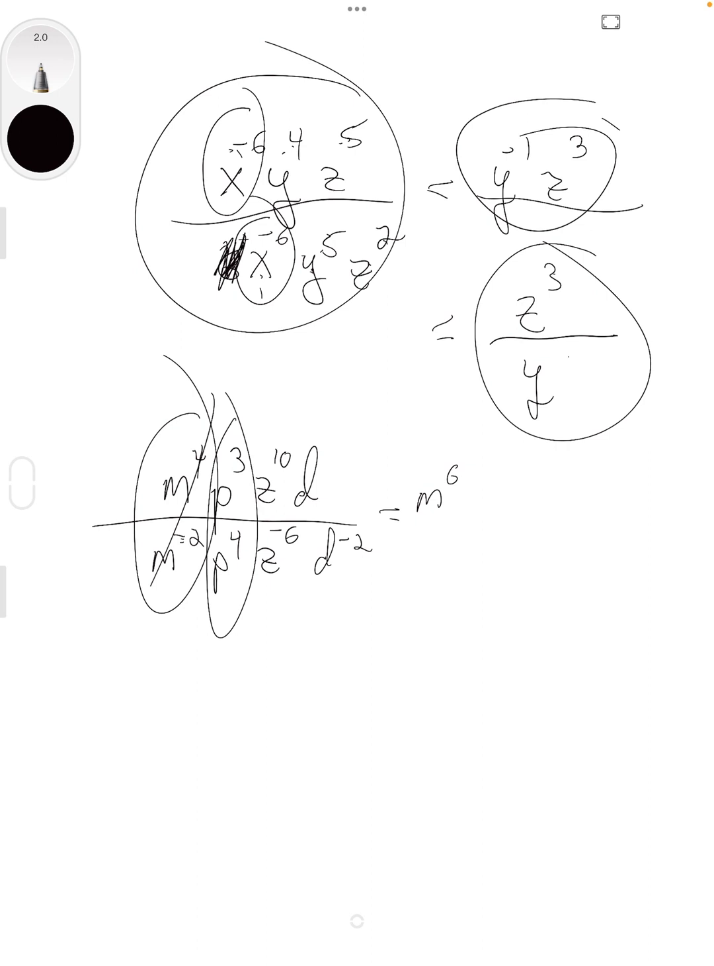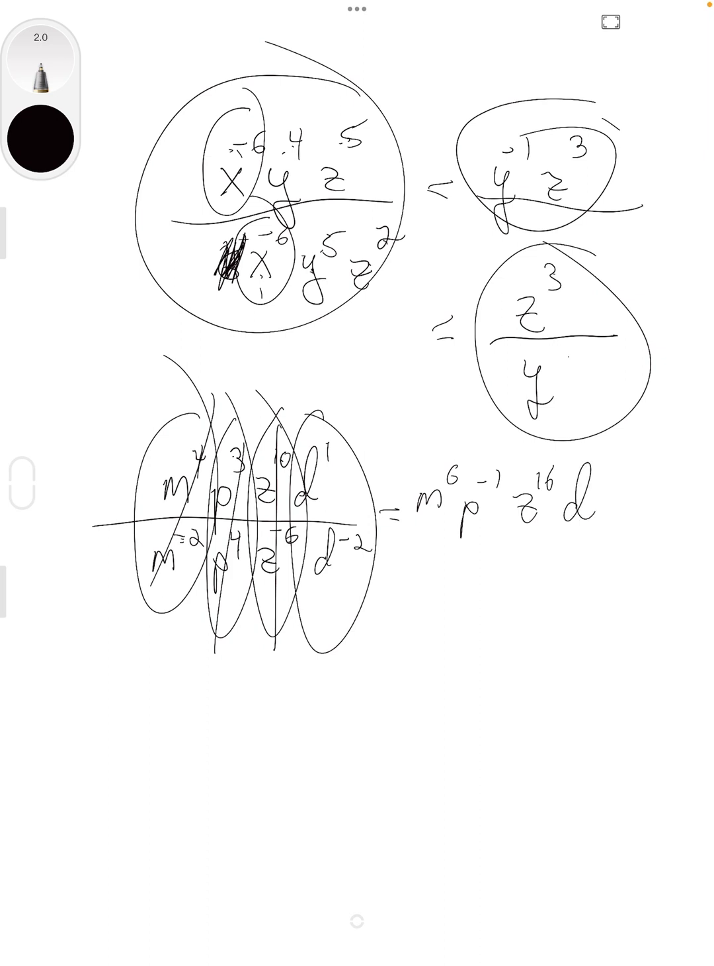This one, what's 3 minus 4? That would be negative 1. Look at this one. What's 10 minus a minus 6? That's 16. And then this one, d, or d to the 1st. What's 1 minus a minus 2? That's d to the 3rd. That's the answer. Everything's in the numerator. You've eliminated the fraction, and you're done. So that's what you'll have in this homework.